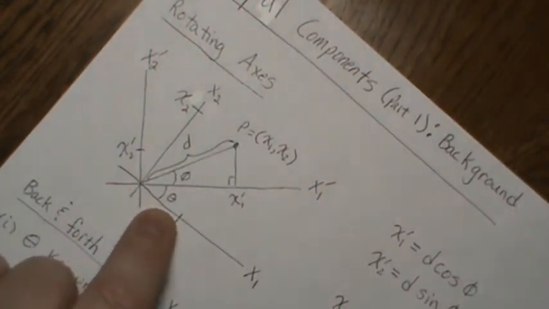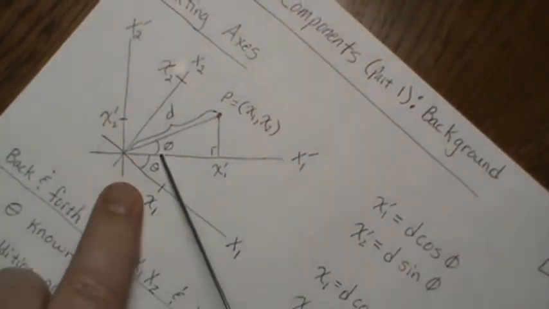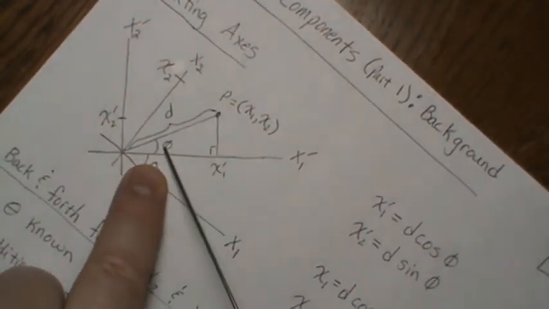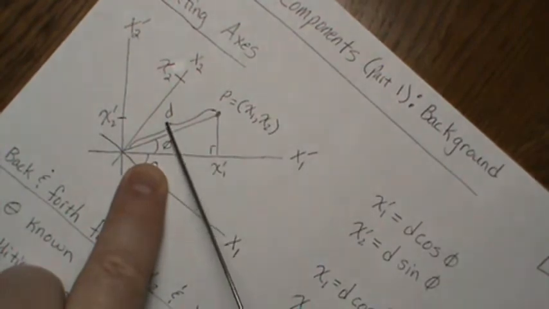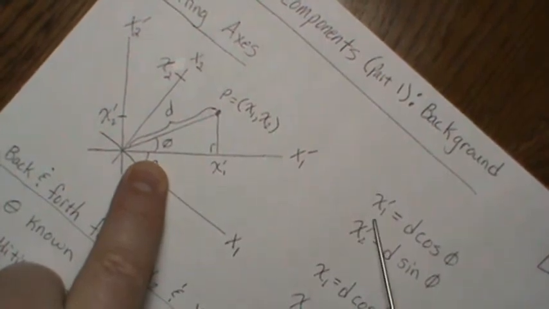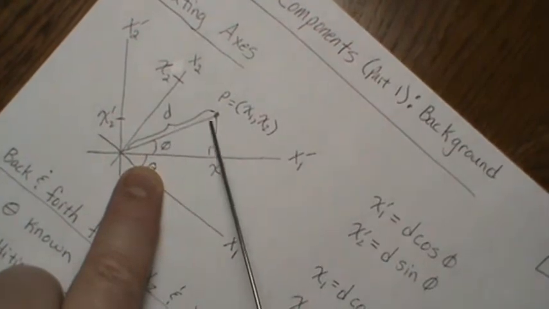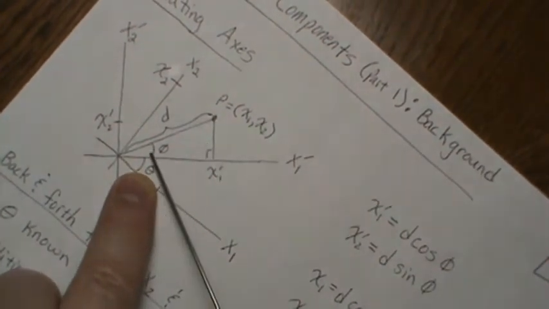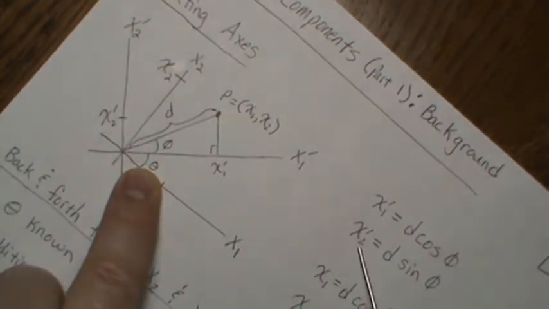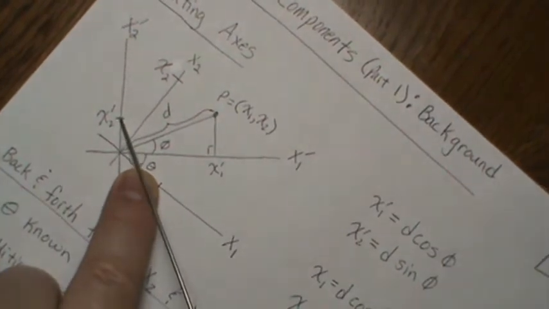Well, how do you find it? Well, if this rotated angle is phi and this distance is d, then you can take the cosine of this angle, which is the adjacent over hypotenuse, and then solve it, and you can find out what that x1 prime value is right here. And the same way with the x2 prime value, you take the sine of phi, which is opposite over hypotenuse, solve it, and you get x2 prime, which is the value of this here.